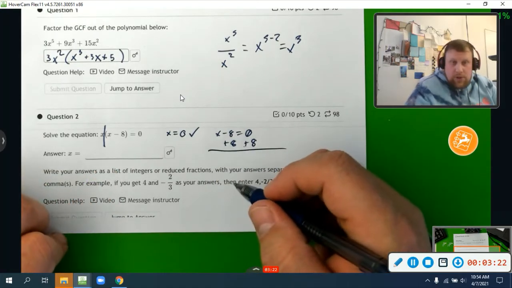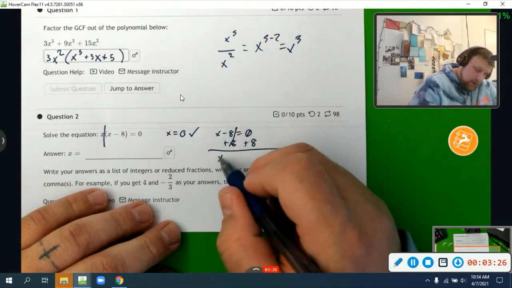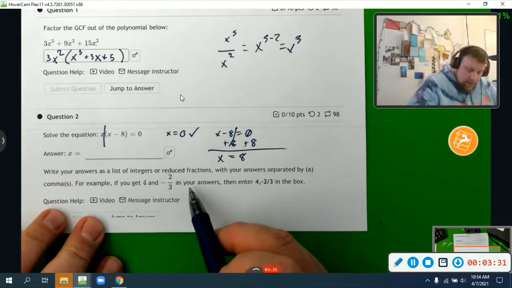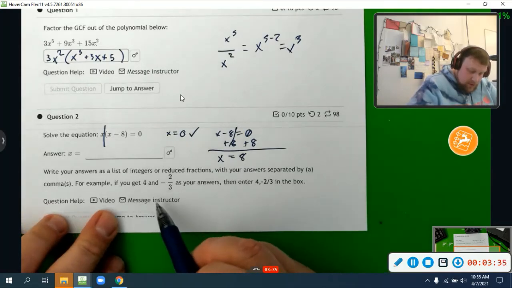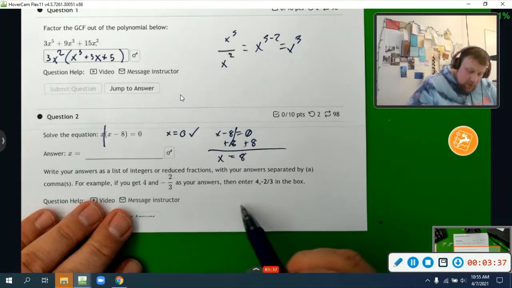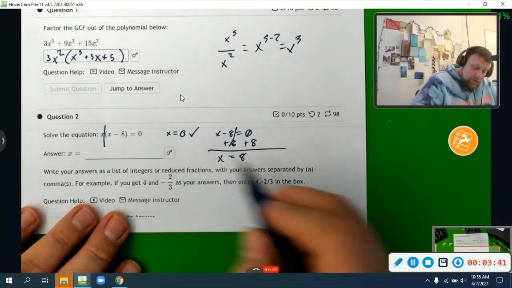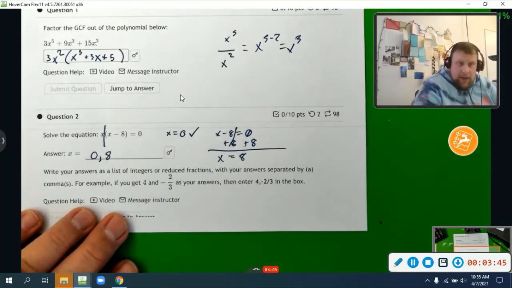And on this, I do want you to show your work because that's part of the point value. So that's gone, x equals 8. Boom. Now, what does it say? It says, write your answers as a list of integers or reduced fractions with your answers separated by commas. For example, if you get 4 and negative 2/3 as your answer, then enter 4, comma, negative 2/3. So for 0 and 8, I'm going to put 0, comma, 8 as my answer.